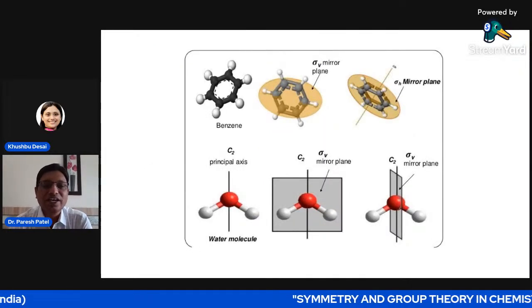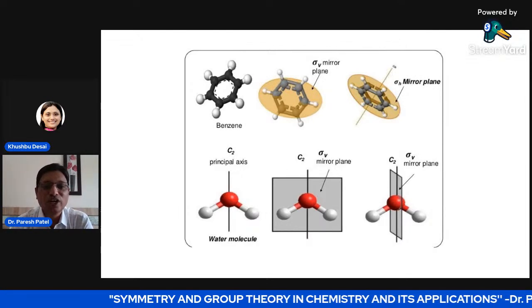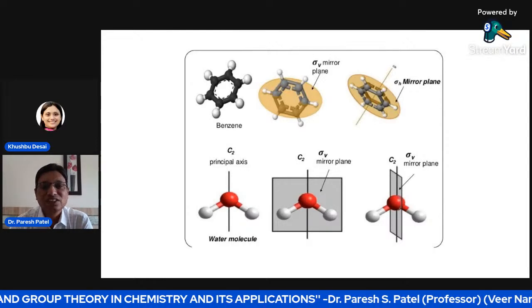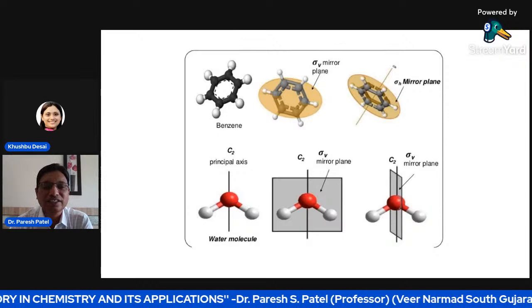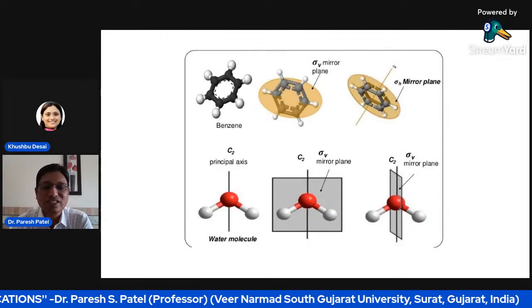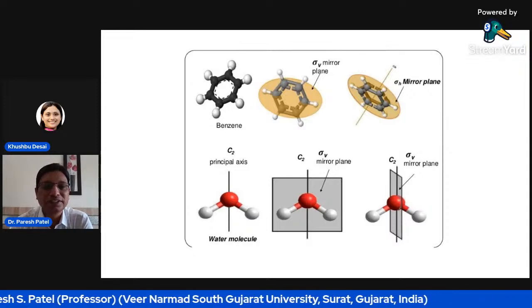Yes. In case of benzene, in case of the water molecule, in all the three cases, the water molecule consists of sigma v, and the benzene molecule consists of sigma h. Next one, please.